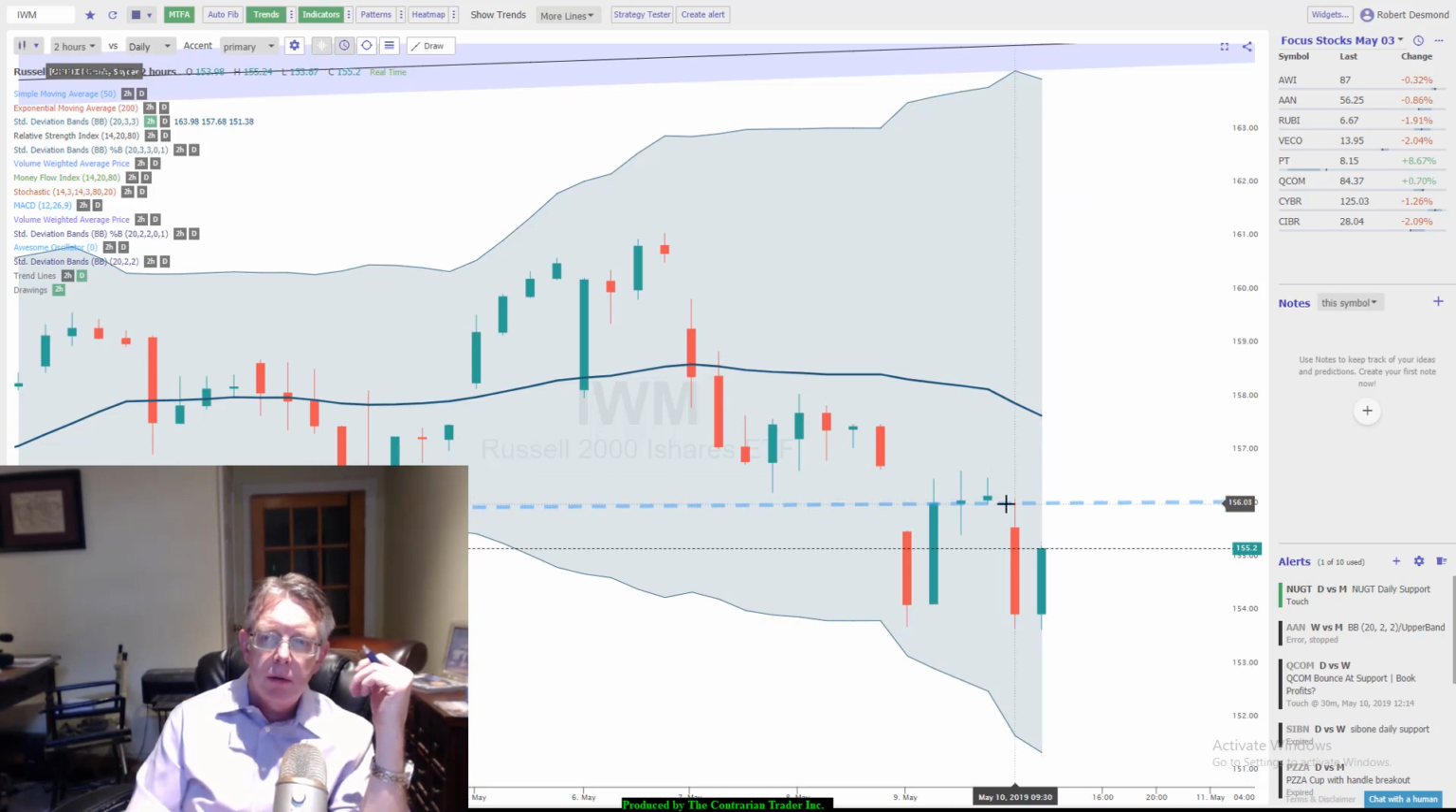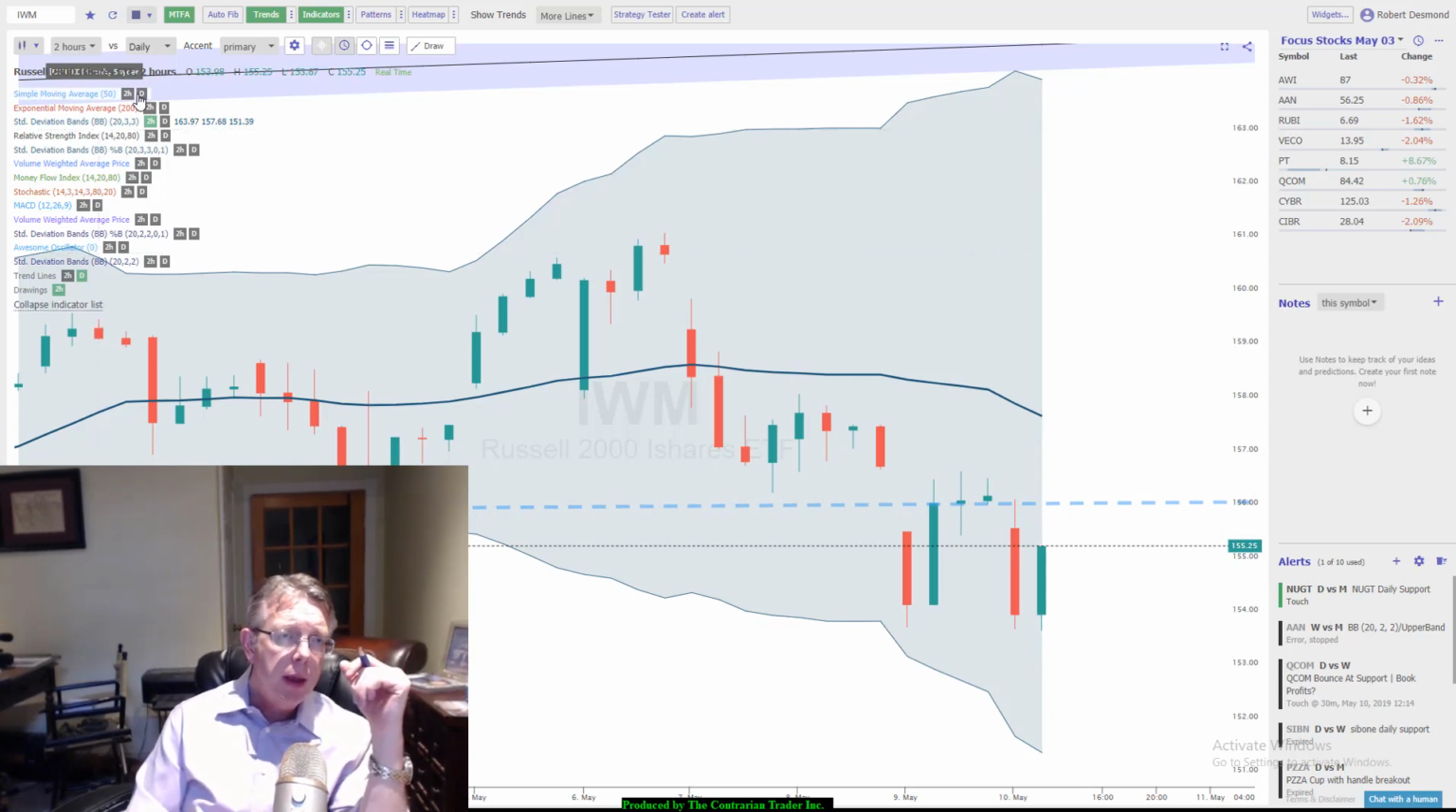All right, so we have resistance on the IWM up at the 156.10 level. So, you know, not much room between where we are right now and where that resistance is. So I would not be a buyer yet. I would entertain it were we to rally up and through resistance.